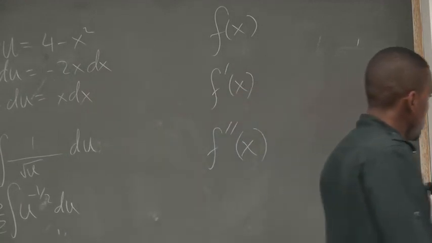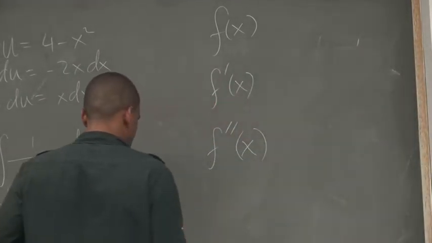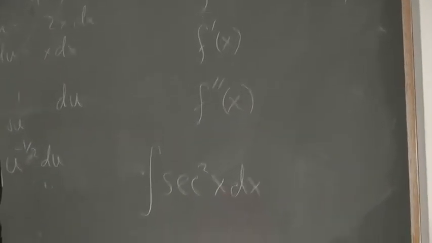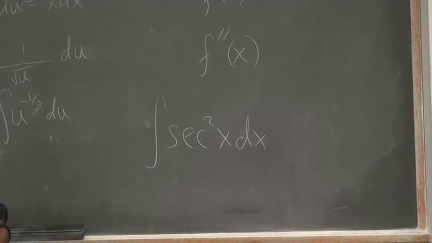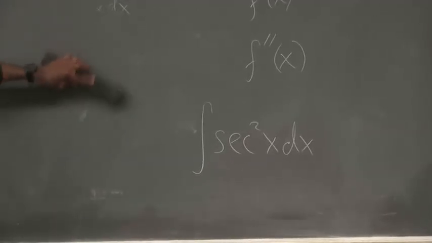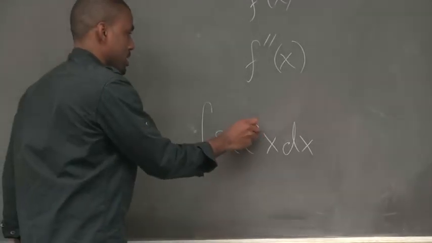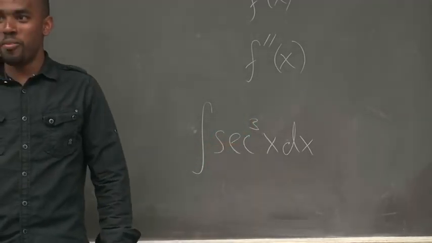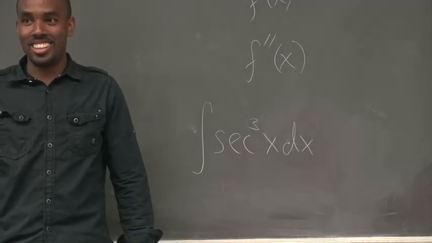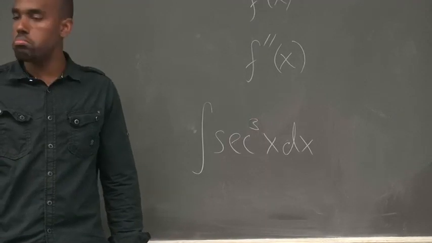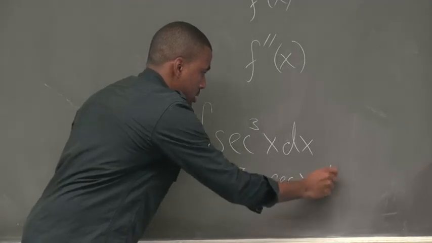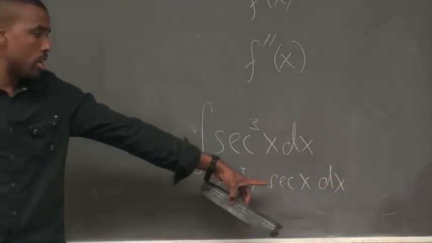Okay, let's see what else you know about Calc 2. You guys know how to do that? What is that? It's tangent. What about this? What would the parts be? Secant squared x and secant. You lose this as secant squared x times secant. This would be your dv, that would be your u.